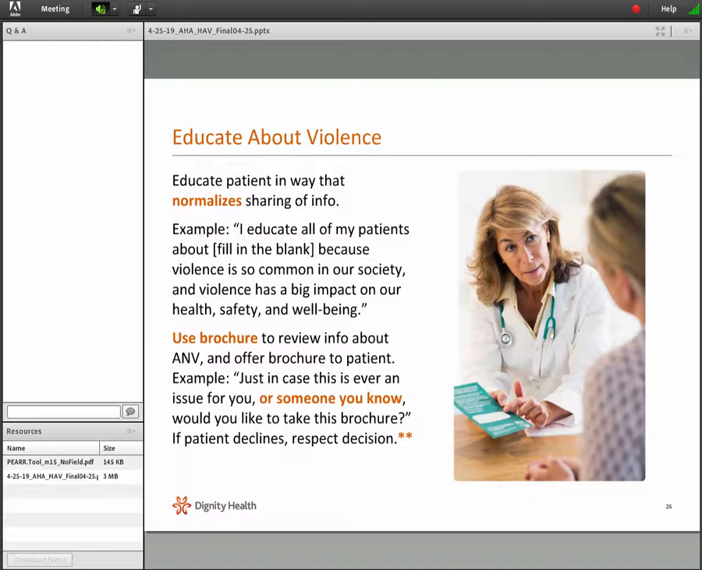So once this conversation is over, you can say, just in case this is ever an issue for you or someone you know, would you like to take this brochure? Saying "or someone you know" is important because it allows the patient to accept information without disclosing what's going on.